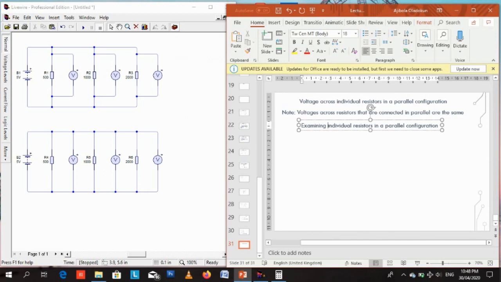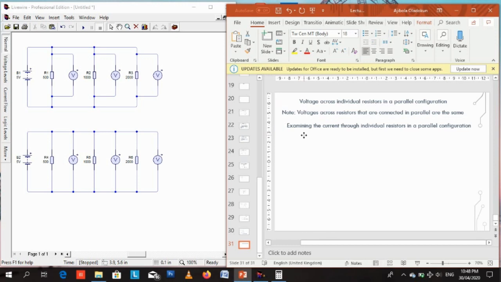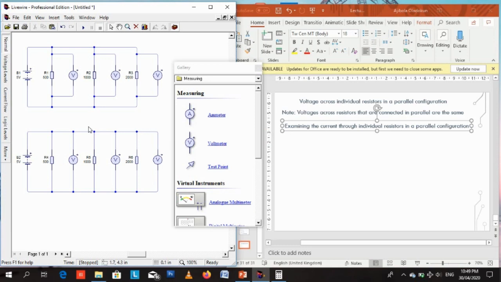So now examining the current through individual resistors in parallel. We have proven that the voltages across resistors connected in parallel are the same. What about the current? Is the current going to be the same? No, it won't be the same. So let's prove that even though the voltages are the same for resistors connected in parallel, the current will not be the same. But we can determine what the current values will be. So let's get on that.